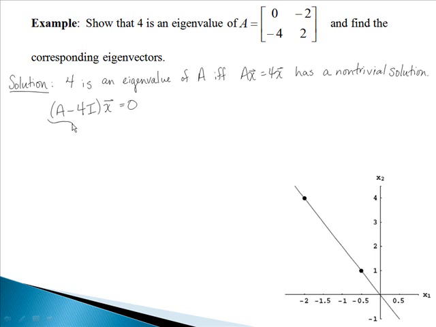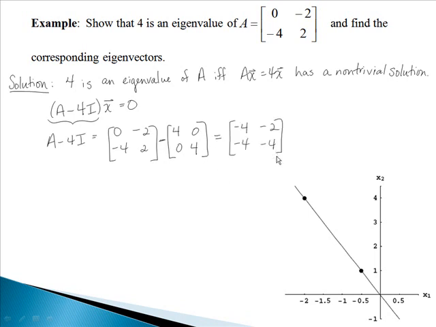So first let's look at what A minus 4I will be. Here's our matrix A, and remember 4I, we're simply going to multiply the identity times 4. So we'll have 1's on the diagonal multiplied by 4, so we'll get 4's on the diagonal and 0's everywhere else. What we want to do is subtract those two matrices from each other, and we will get this matrix here.